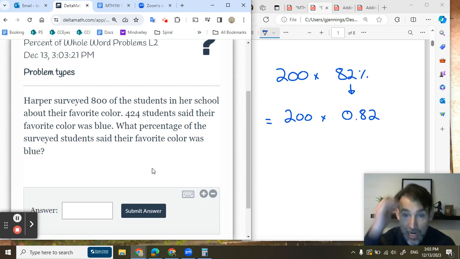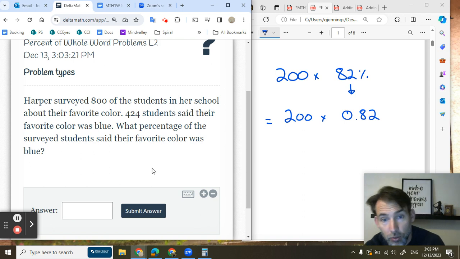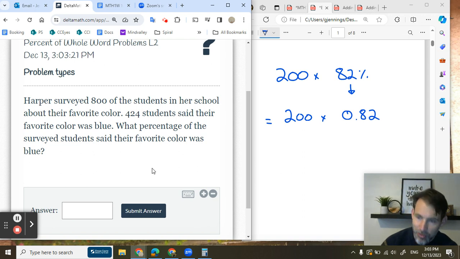Harper surveyed 800 of the students in her school about their favorite color. 424 students said their favorite color was blue. What percentage of the students? It's very close to the question we had before. The answer is 53%. Okay, but you're going to start with a guess, and your guess won't just jump to the correct answer like I am.